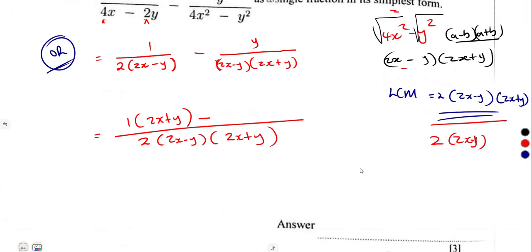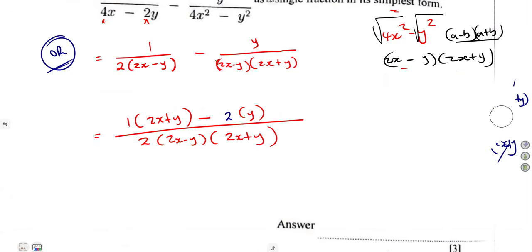Minus, you do the same. Your LCM divided by the denominator of the second fraction, which is 2x minus y, 2x plus y. You divide, this one cancels, this one cancels, and you remain with 2. So that is 2 times y. Just like that. So this is how you're going to simplify if you were considering the LCM.